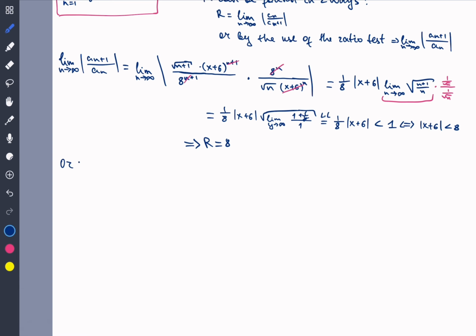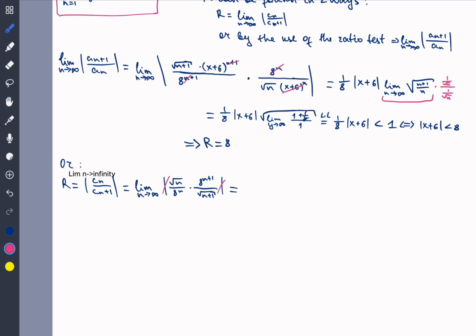Now let's do it by the second way, which is r is equal to limit as n tends to infinity of c_n over c_(n+1). Again, I forgot to write limit as n tends to infinity before, so just ignore that, please. So we just continue by writing limit n tends to infinity, absolute value of square root of n over 8 to the power of n times, we flip the fraction, 8 to the power of n plus 1 over square root of n plus 1.